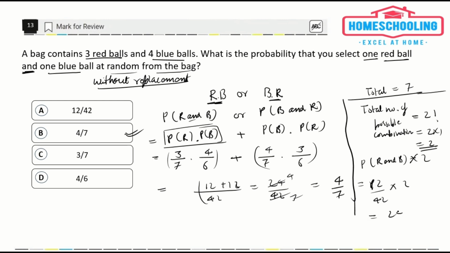So this is going to be 24 by 42 into 2. So sorry, this is 12 by 42. So 4 and 7. So option B is the correct answer.